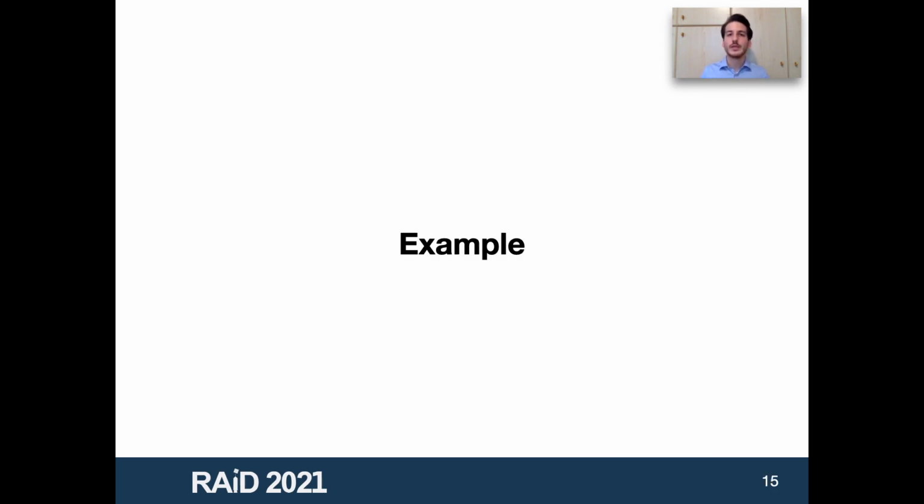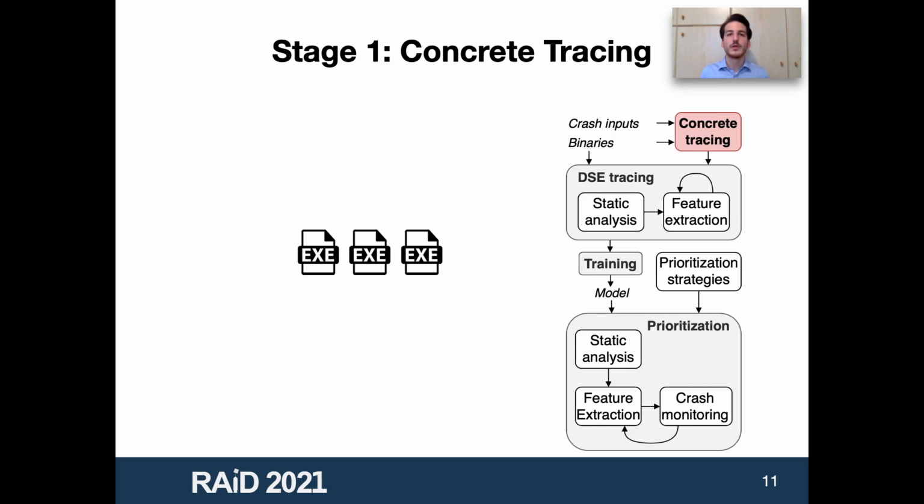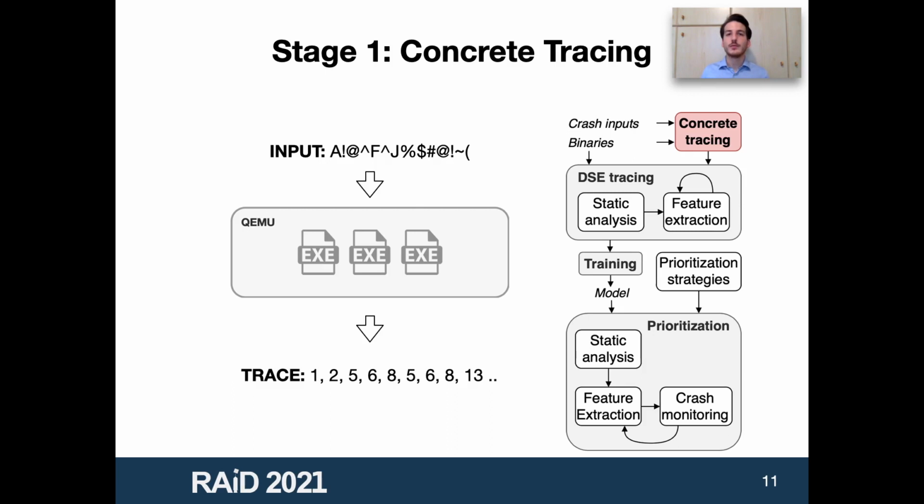We will now go through an example to make these first three stages clear. During the concrete tracing stage, we will start our analysis with a set of vulnerable binaries from our dataset. We will execute these binaries concretely in the QEMU emulator. We will monitor the execution and feed the emulator with the crashing inputs. As a result, we will record all the basic blocks that are executed during the execution of the vulnerable binary, which we call the execution trace.